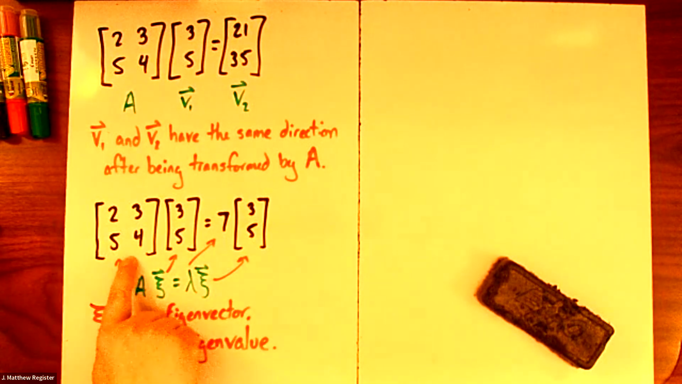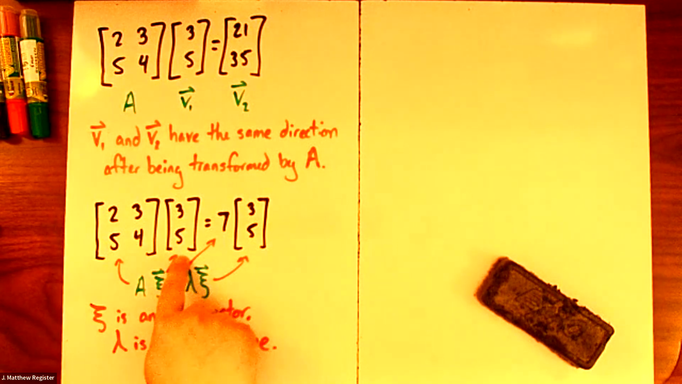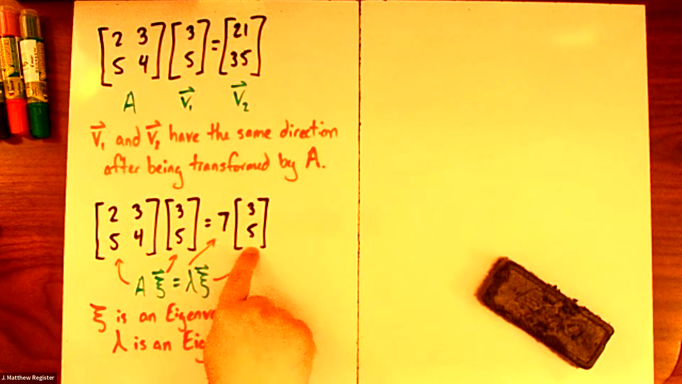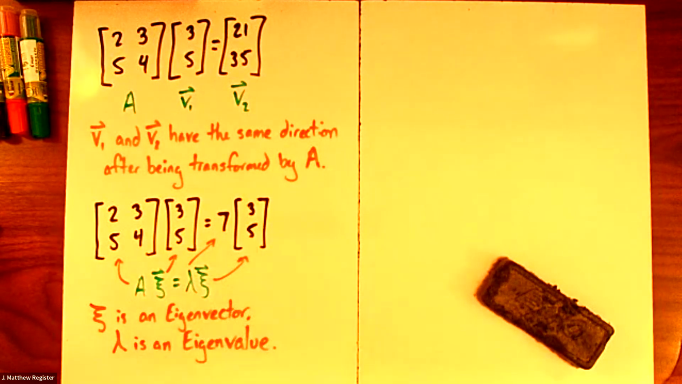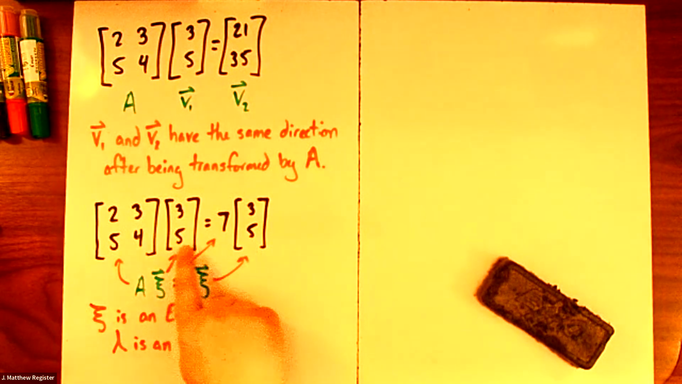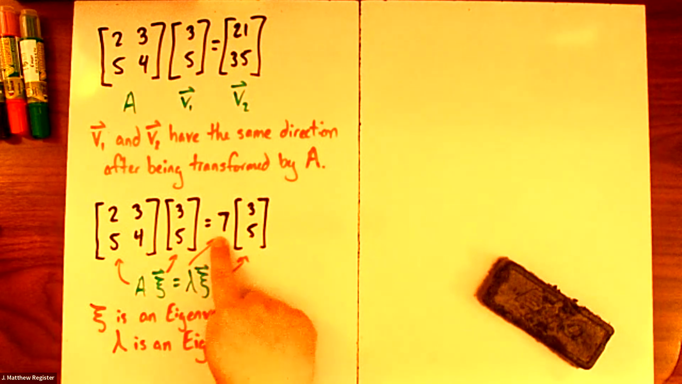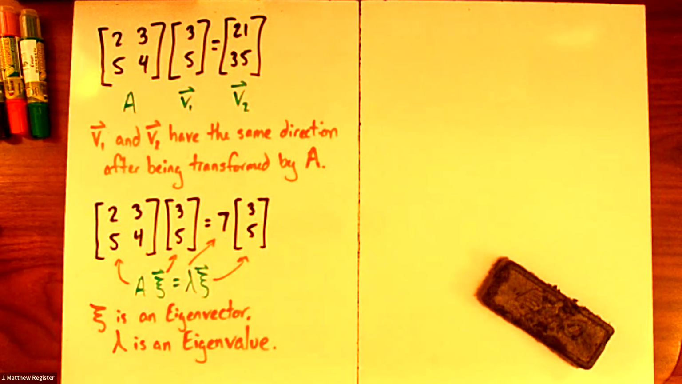So here we have our matrix A, we have a vector, and it's equal to a scalar multiple of that exact same vector. This is what the eigenvalue and eigenvector are all about. The eigenvector is this vector here. So the 3, 5 in this case would be our eigenvector. The 7, the scalar, is considered our eigenvalue.